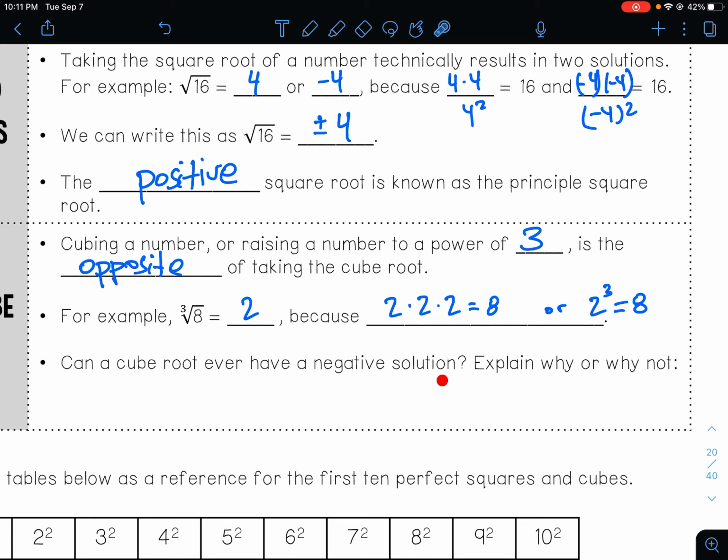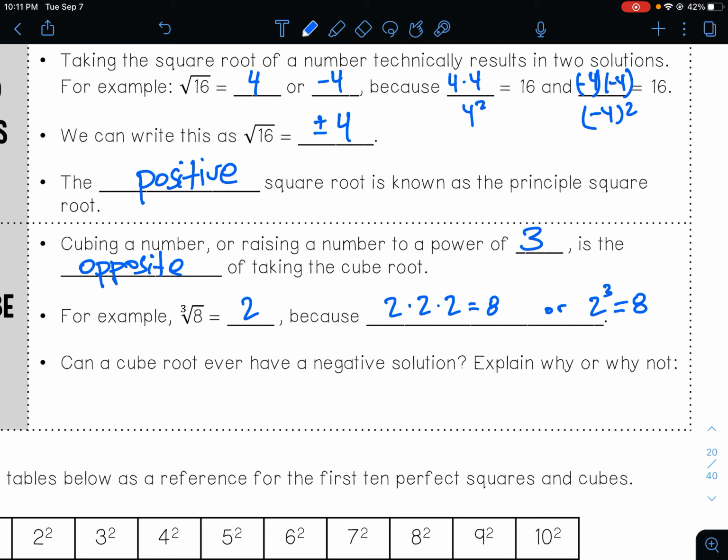Can a cube root have a negative solution? Explain why or why not. Now, a square root can have a negative solution. Like the square root of 16 could be 4 or negative 4. The square root of 25 could be 5 or negative 5. But can you have a negative solution for a cube root?